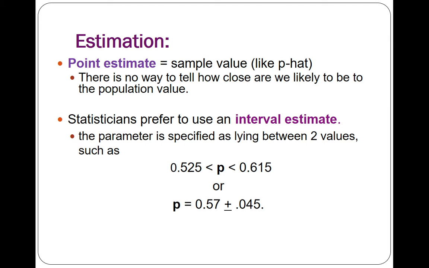And sometimes we would write it this way, 0.057 plus or minus 0.045. Smile behind my math for the day if you can tell me what we would call that 0.045. The margin of error. Very good. Very good, Mitch. That would be your margin of error.